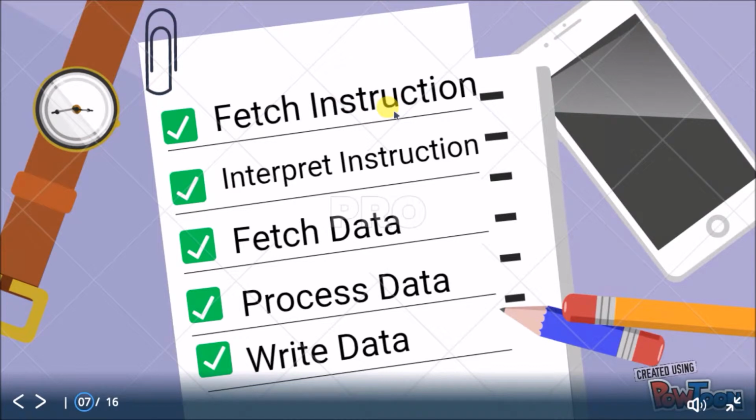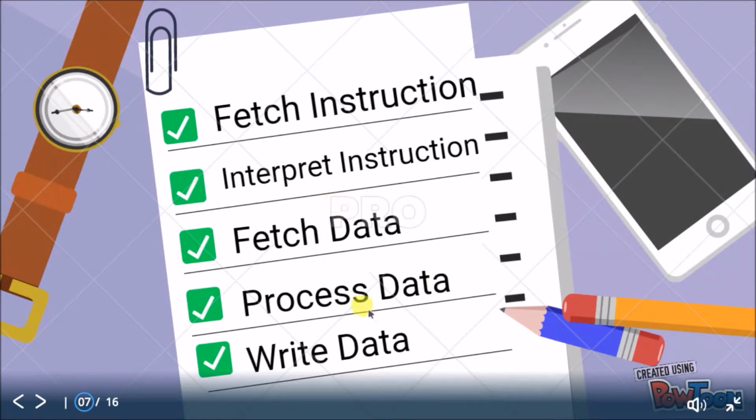instruction is read from memory. Next is interpret instruction, where the instruction is decoded to determine the required action. The third one is fetch data, where the data is read from memory. Next is process data, where the execution of the instruction may require some arithmetic or logic operation. And the last one is write data, where the data is written into memory.